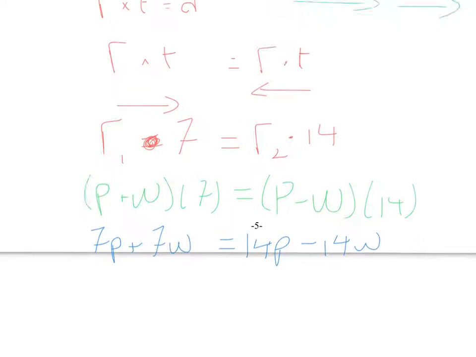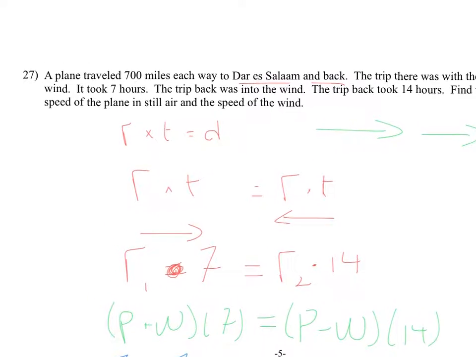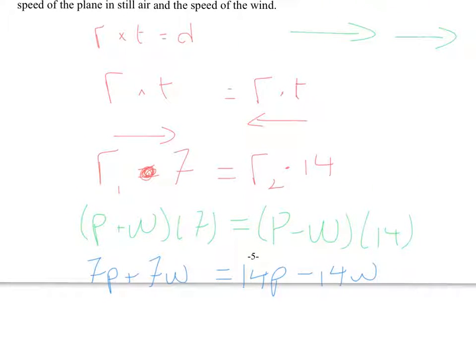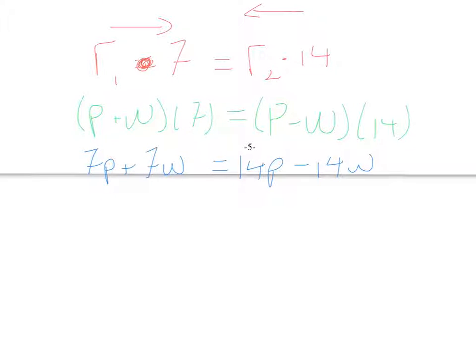Let's take a look to see if there's anything else in the problem. Oh, I missed the 700 miles part. That's helpful. So rather than set them equal to each other, which is going to end up with something that's not all that helpful, what I might try is taking a step back and rewriting this because I did not read that 700 part. So 7p plus 7w is equal to 700, and 14p minus 14w is also equal to 700.